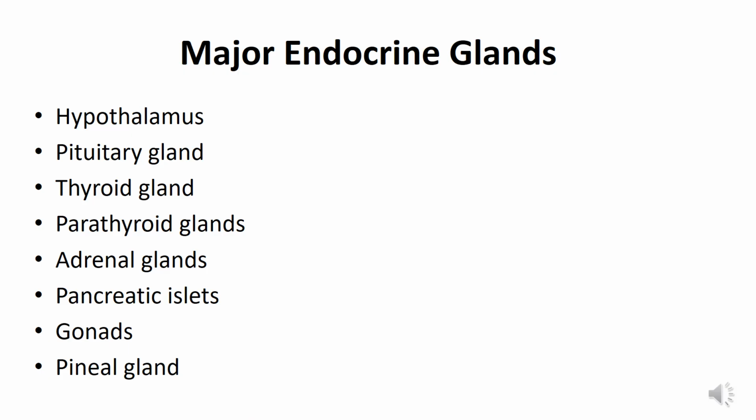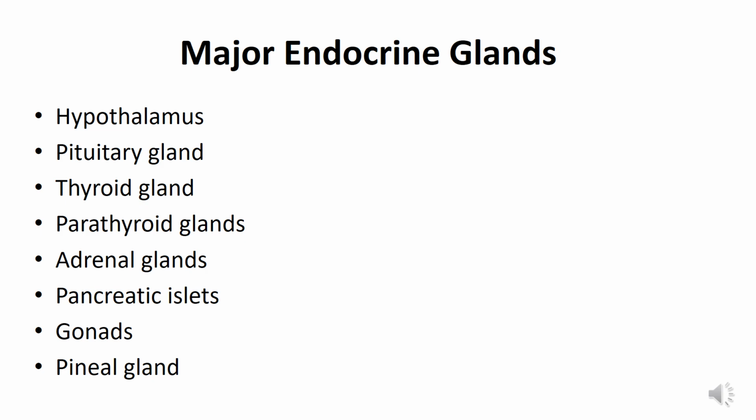The gonads are the reproductive glands. In males, they are the testes. In females, they are the ovaries. These glands produce hormones that control reproduction and development. They also influence physical changes during puberty.